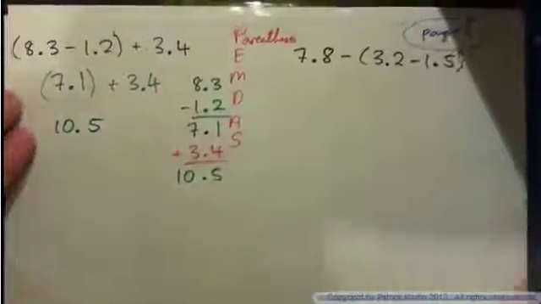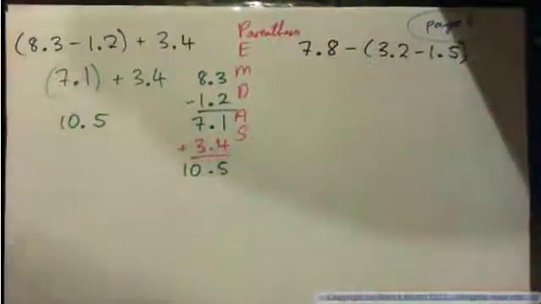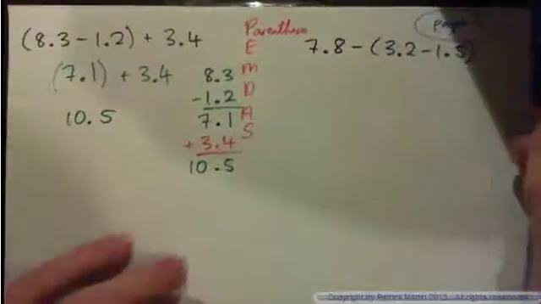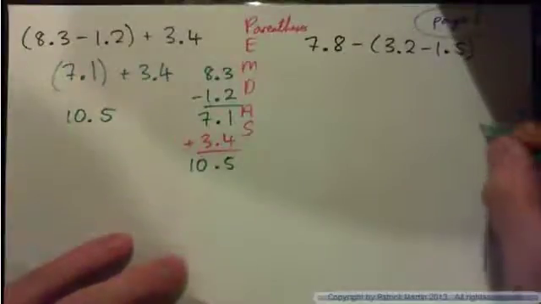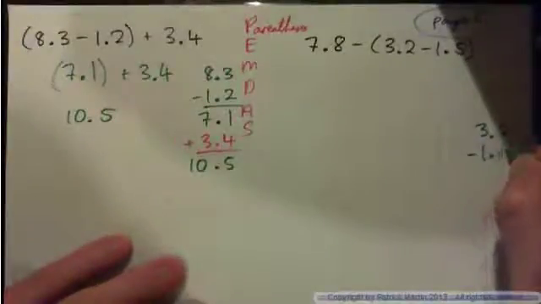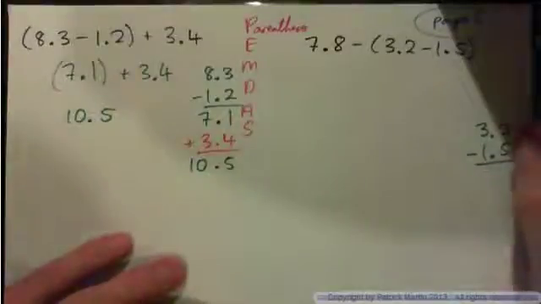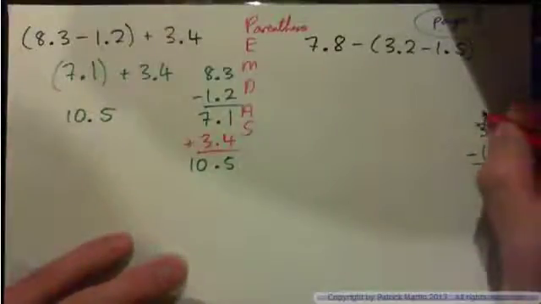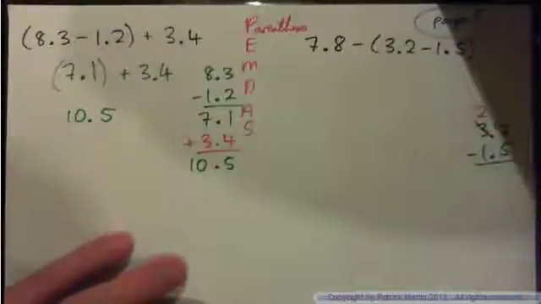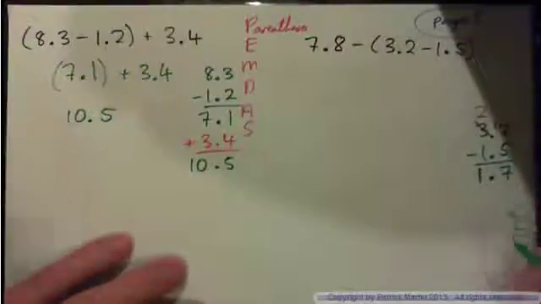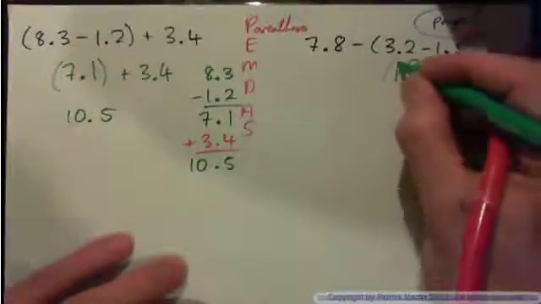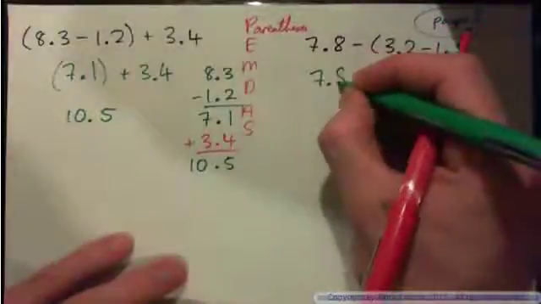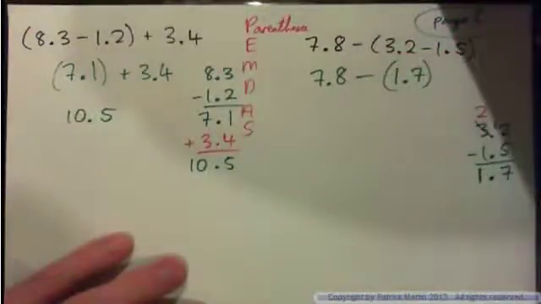Now can you calculate this one? Press pause and try this one. What do you think you need to do first on that? Parentheses again? Yep. So let's do that to one side. 3.2 minus 1.5. 2 minus 5 is not going to happen. Cross that off, carry 1 over. 12 minus 5 is 7. Decimal point goes down here. 2 minus 1 is 1. So this becomes 1.7. So I have 7.8 minus 1.7, right?